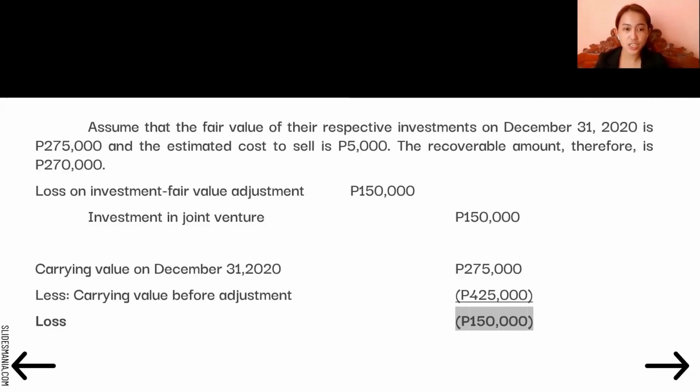So the computation is fair value on December 31, 2020 amounted to 275,000 less carrying value before adjustment amounted to 425,000, and the loss is 150,000. Note, though the venturers each elected the cost model as their accounting policy for investments in jointly controlled entities, they account for their investments in entity Z using the fair value model because entity Z has a published price quotation. And that ends my report.